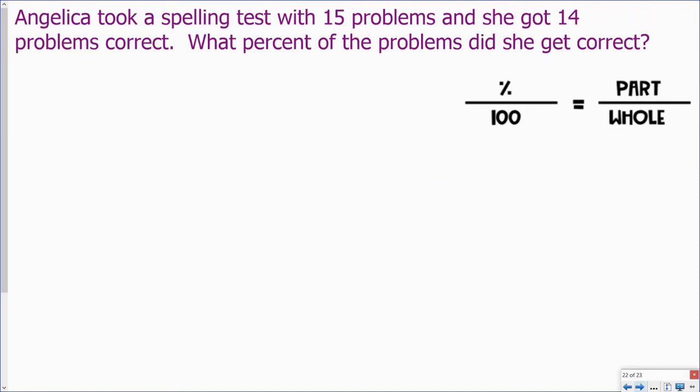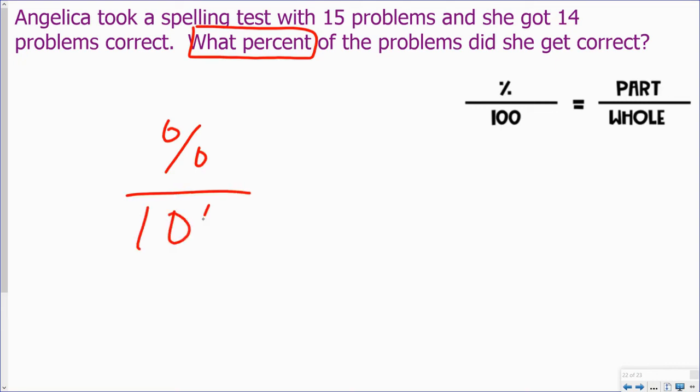Angelica took a spelling test with 15 problems and she got 14 problems correct. What percent of the problems did she get correct? So again, it's looking for what percent. So again, set up my proportion here, and I'm looking for my part and my whole.